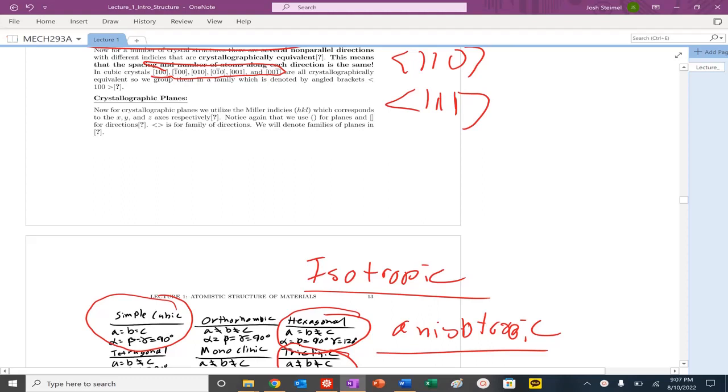Everyone, we are back and we are going to go now and talk about crystallographic planes. So previously we went through how we describe directions and families of crystallographically equivalent directions. Now we're going to do the exact same thing with planes.